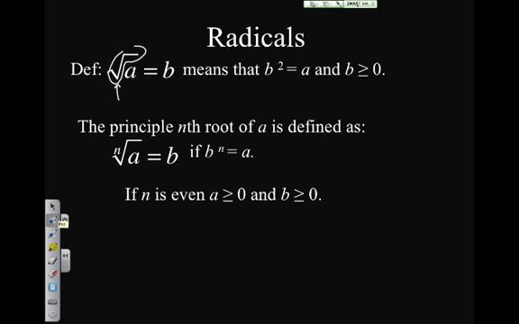The principal nth root of A is defined this way. The nth root of A equals B if B to the n power equals A. If n is even, then A has to be greater than or equal to 0, and B has to be greater than or equal to 0. In other words, just like when we've talked about square roots before, you cannot take the square root of a negative number. You also can't take the fourth root of a negative, or the sixth root of a negative, or any even radical, any even index when you have a radical there. Can't do that with negatives.